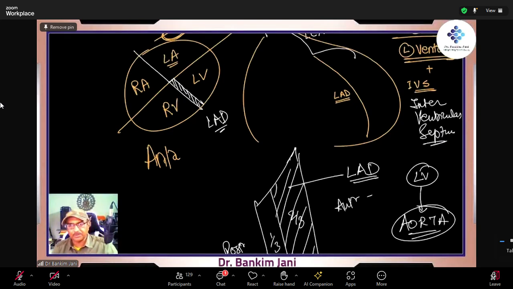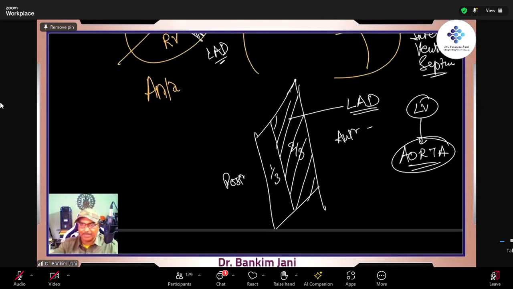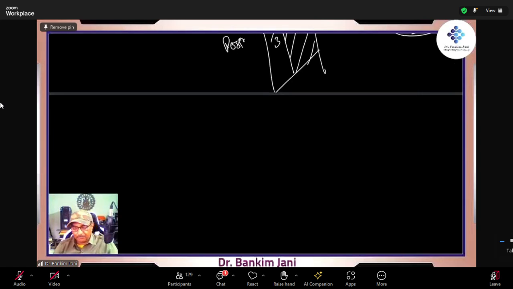So if anything happens to the left ventricle, the first thing that would happen is that the left ventricle won't be able to contract. That means the blood will not go into the aorta. Blood will not go into the aorta.